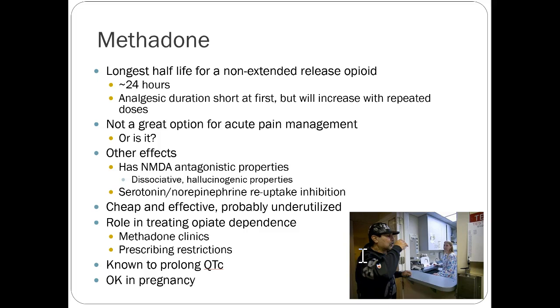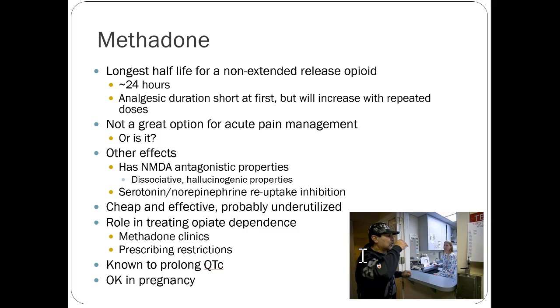Methadone has some other interesting properties to it. So pretty much what we've talked about so far, really just pure opioids, they really just interact with the mu receptors. This one has some NMDA antagonistic properties. What that causes is sort of a dissociative effect between the way that your brain communicates with the peripheral nervous system.